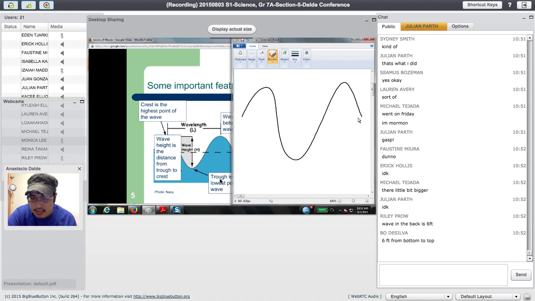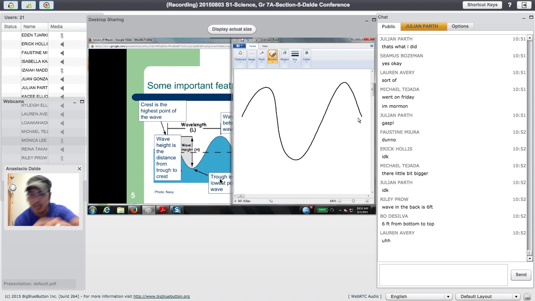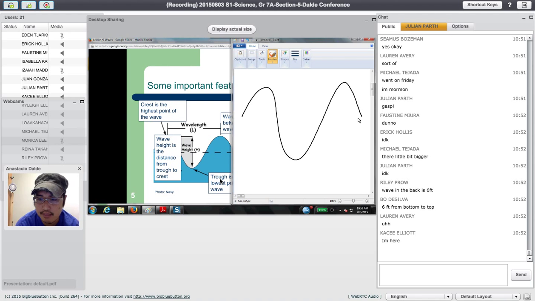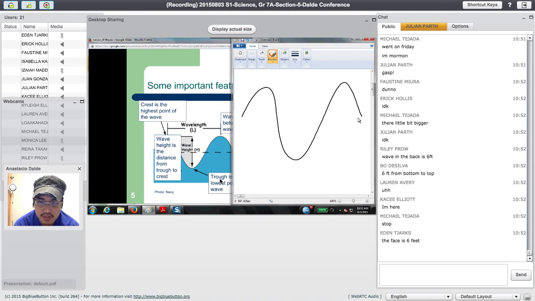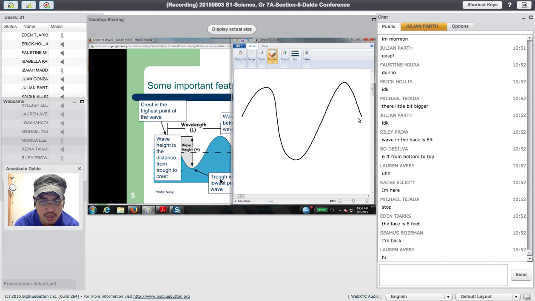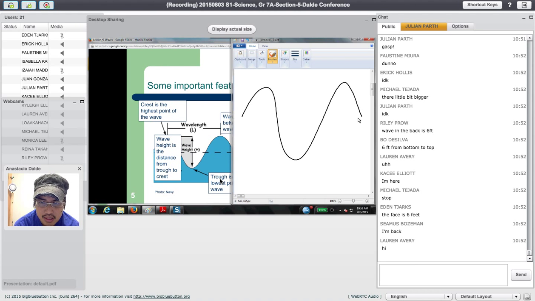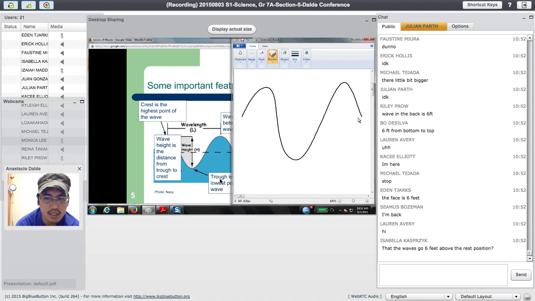Wave in the back is 6 feet. Okay, wait. All right, wait. Let's focus in on what Riley and Bo are saying. Okay, Riley, you're saying wave in the back is 6 feet, and Bo, you're saying from the top to the bottom is 6 feet, and Eden is saying the face is 6 feet. What are you talking about here? That's what I really want to understand. What are you talking about? The wave is 6 feet up from.